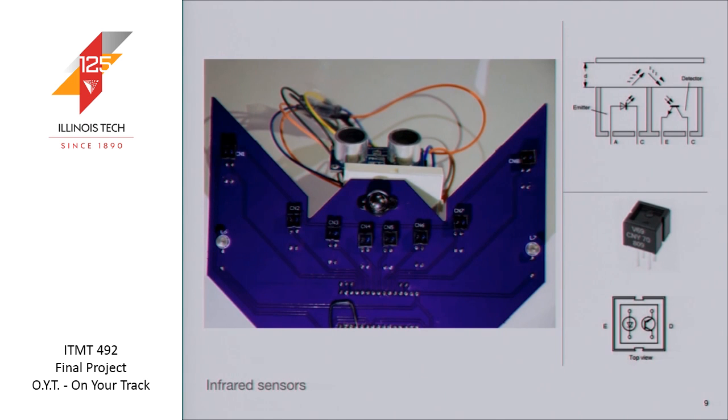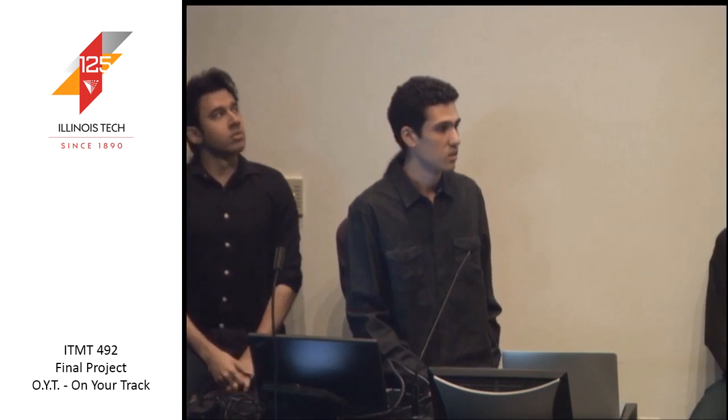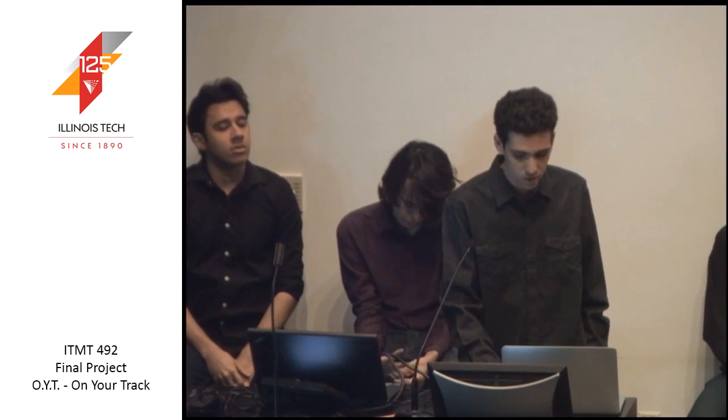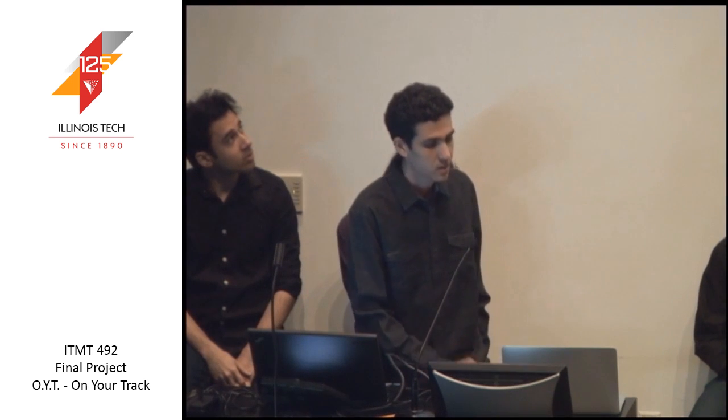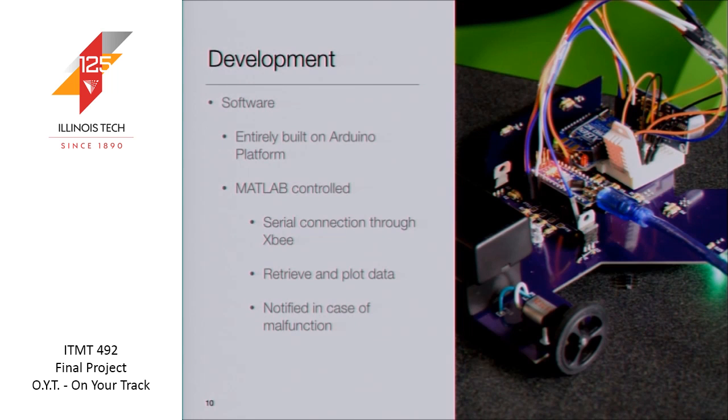Now my teammate Pedro will talk a little bit about the software part of our project. Thank you. Good afternoon. One of the most difficult parts of artificial intelligence is to figure out how the environment changes. OYT is able to detect these changes in the environment and do its job. The software is divided in 2 parts, an embedded software implemented on Arduino and an external software implemented on MATLAB. The embedded software implemented on Arduino is able to read the sensors' data and figure out the actions that the robot must do.